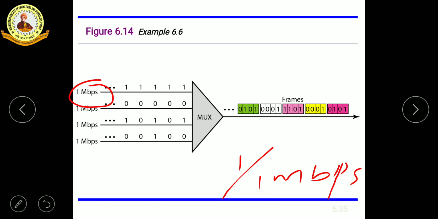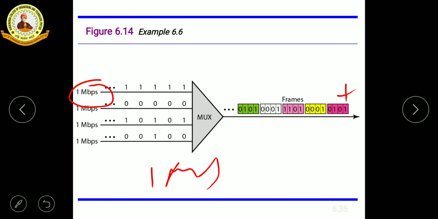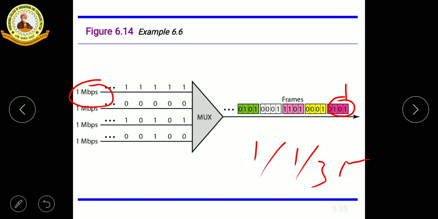That is it. Then coming to the next question, it was asked what is the bit duration in the output stream. In the input stream it will be 1 microsecond, 1 by 1 Mbps. So in the output stream it is 1 by 1/4. Why 1/4? Because we have 4 sources. If we had 3 sources, then it is 1 by 1/3 microsecond, like that.